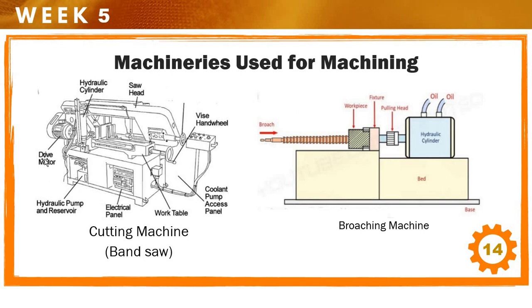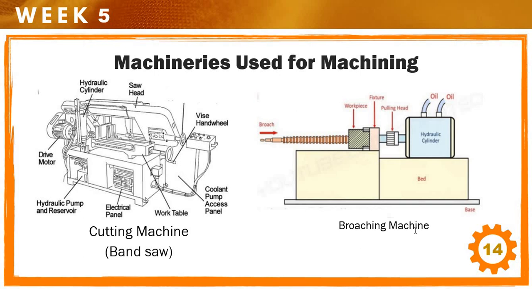So here we have the motor drive. Then we have the hydraulic cylinder that pushes the tool. Then hydraulic pump and reservoir. The saw head, so the saw head is the one that holds the cutter or the saw. The electrical panel, the work table, so the workpiece will be laid here. The coolant pump, that's a part of the machine. Vice handle, this will be the adjusting handle.